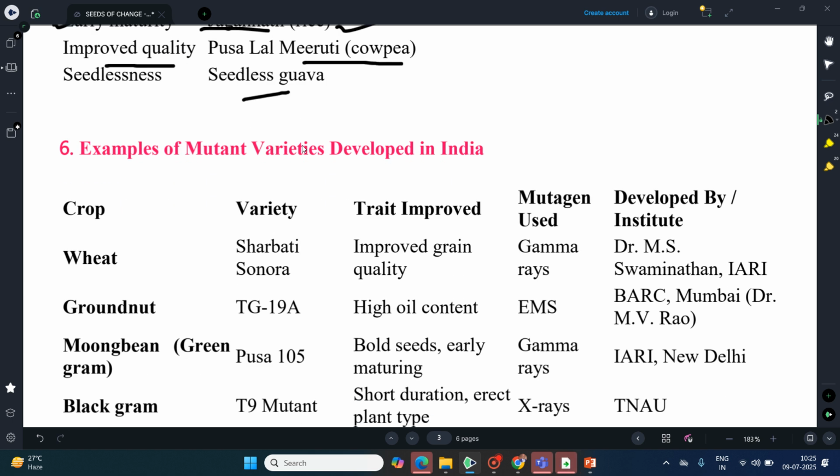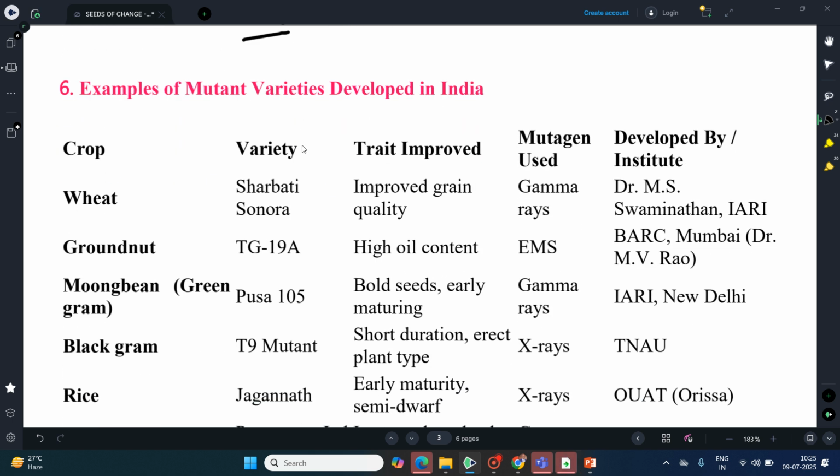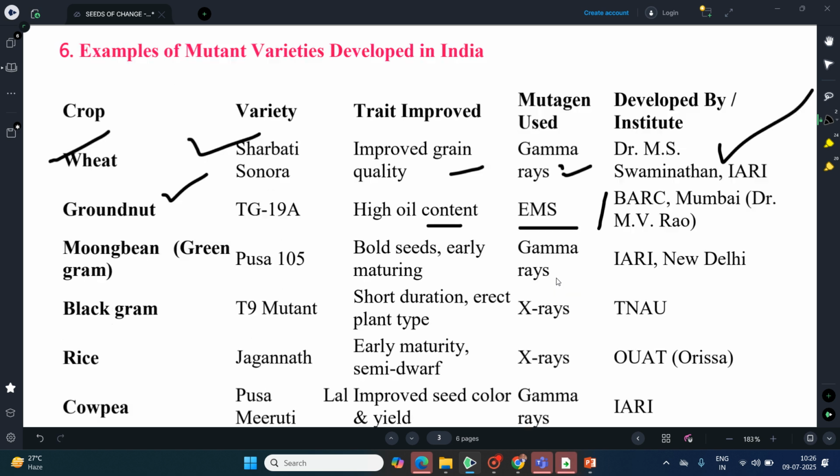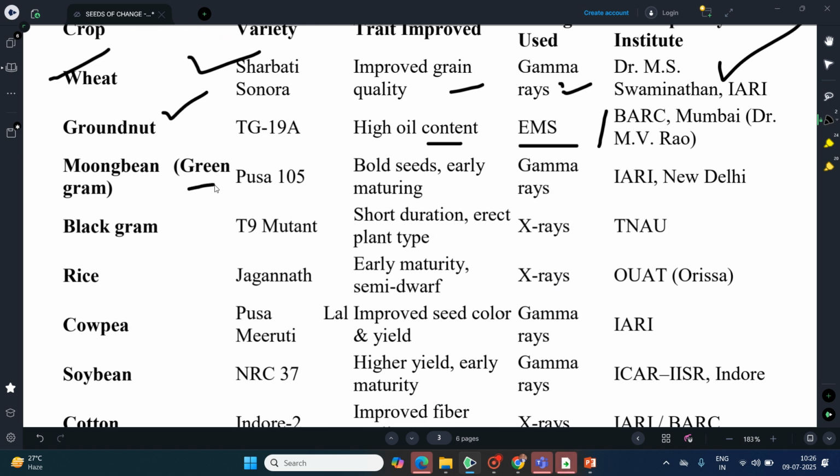The examples of mutant varieties that are developed in India in different crops: wheat, Sharbati Sonora, by using gamma rays, developed by MS Swaminathan to improve the grain quality. Then groundnut TG 19A having high oil content by EMS, ethyl methane sulfonate, and it is developed in BARC, Mumbai by MV Rao. Mung bean, green gram, Pusa 105, bold seeds and early maturing variety by gamma rays method, developed at IARI, New Delhi.